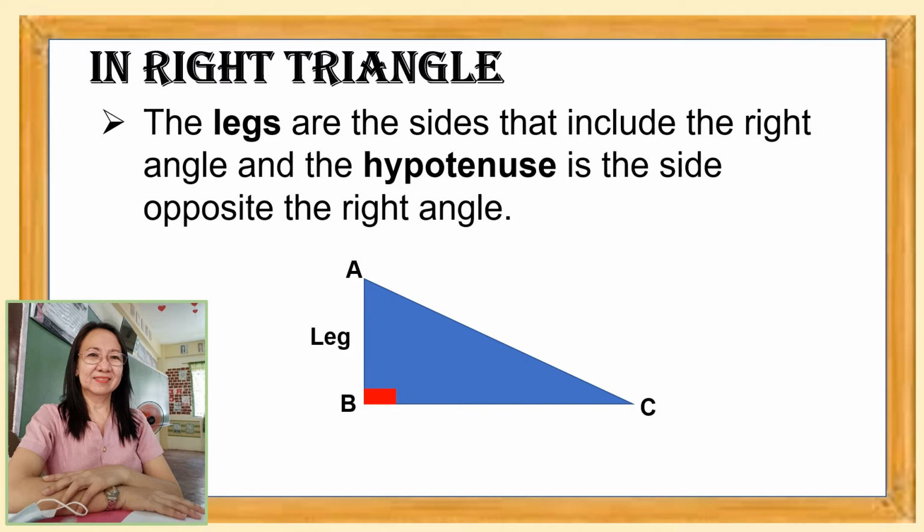Then we have AB as one of the legs, and also BC as the other leg. So in between legs AB and BC is our right angle. Then opposite the right angle is our hypotenuse. So remember this because we are going to use these parts in our discussion.